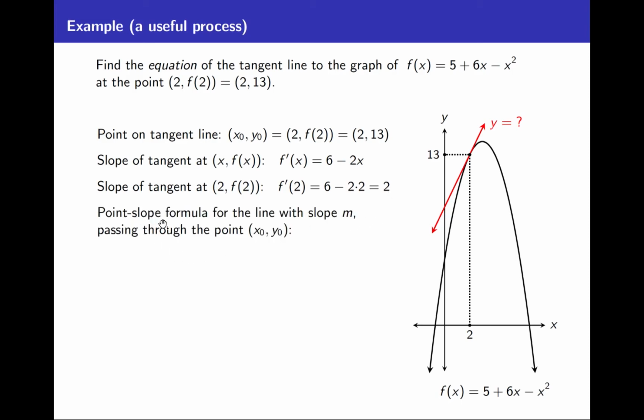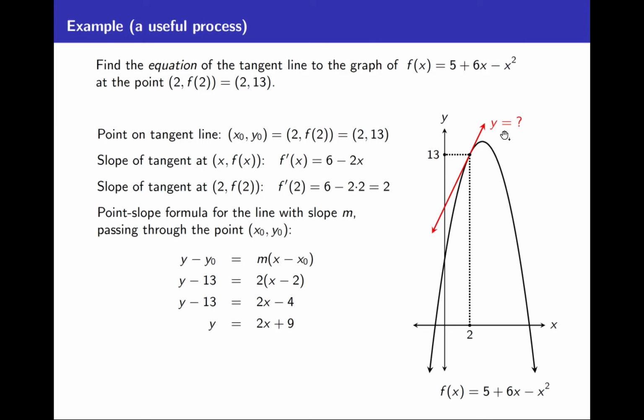And that can feed into the point-slope formula for a line with slope m passing through the point x naught, y naught. You'll remember that that formula is y minus y naught equals m times x minus x naught. Plugging in the data, y naught is 13, the m is 2, that's our slope, and then x naught is the number 2. So we get y minus 13 equals 2 times x minus 2. Distributing that 2 in, y minus 13 equals 2x minus 4, and then adding the 13 to both sides, we finally get y equals 2x plus 9. That's a y equals mx plus b. That's the equation of our tangent line.